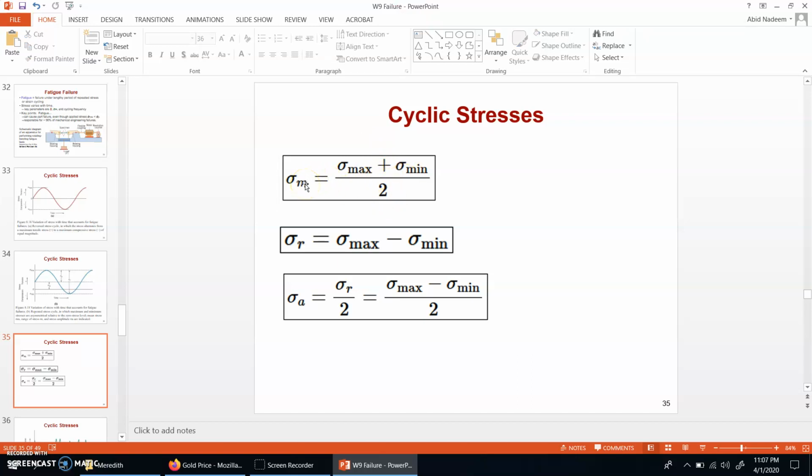So the mean value will be 15 in this case. However, the range of value will be 50 minus minus 20, 50 plus 20, that will be 70, and then the amplitude will be 35 in this case. So in summary, what you can say is that tensile stresses will be put as positive values, and the compressive stresses will be put as negative values into these equations.